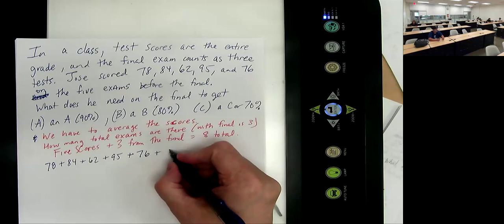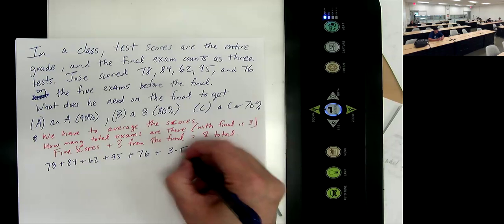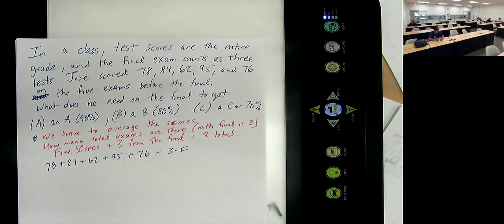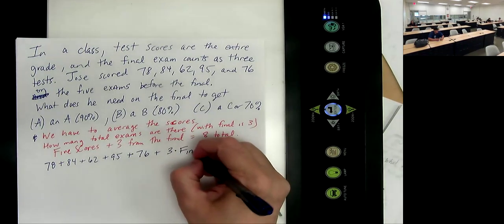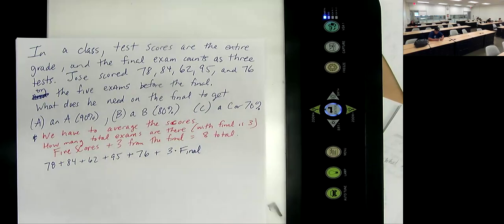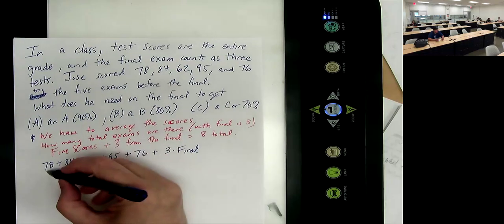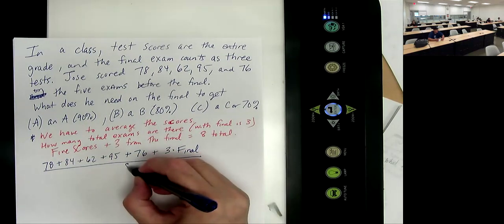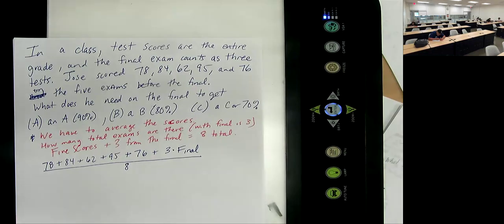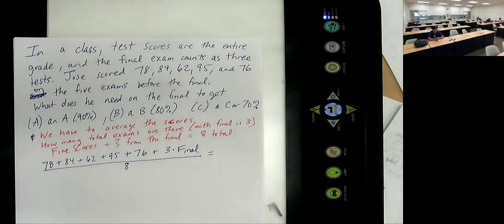Since the final counts as 3, I'm gonna say 3 times F, because I don't know what F is. Maybe I'll just say the word final. We don't need to use a single letter for a variable. We can say what we mean. And there were 8 scores or 8 tests possible. Then we gotta think about what would go on the right.